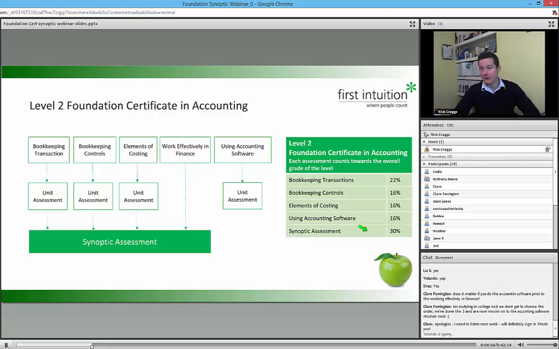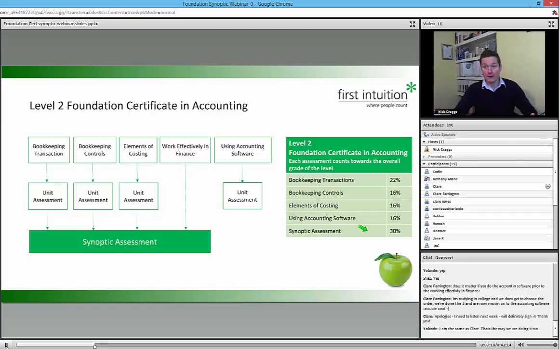Well, that's the way the college want to do it. That's not how I would do it. I just think putting an even larger gap between when you sit the synoptic exam, which will test you on bookkeeping transactions, bookkeeping controls, and when you actually studied them, doesn't seem to be what I would do. I'm sure there is a reason why, but I just don't understand why people want to do that. But each to their own.